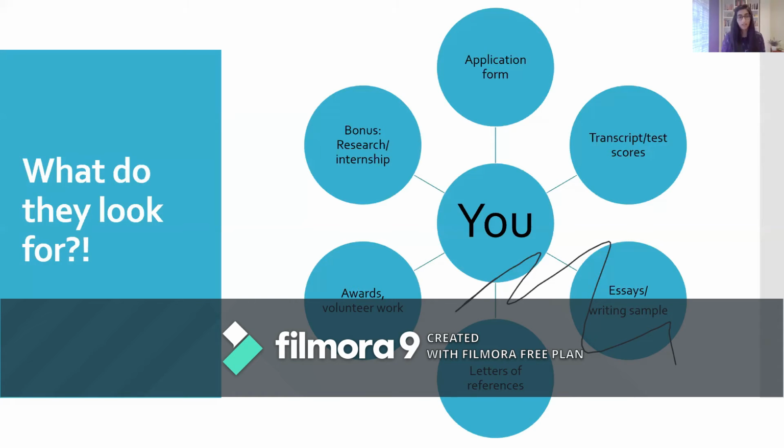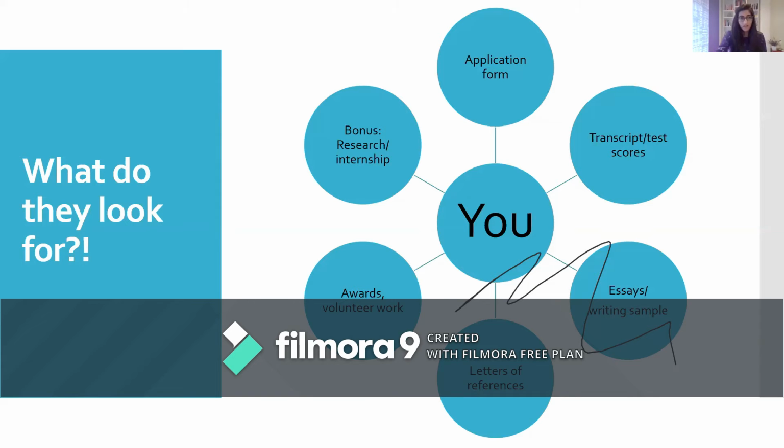Then over the period, if you have some awards, if you have done any volunteer work, if you have done an internship, if you were involved in some research with a senior or anywhere with a professor, all these components should be added in your application because they count a lot with your academic profile.